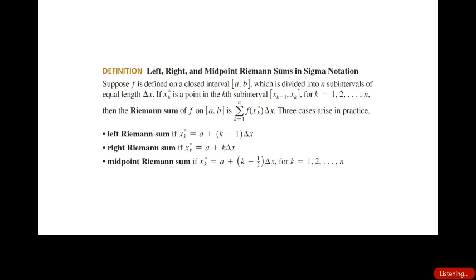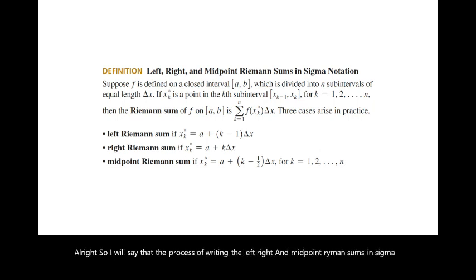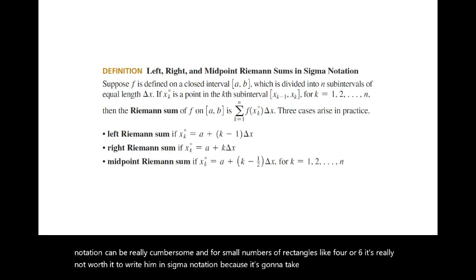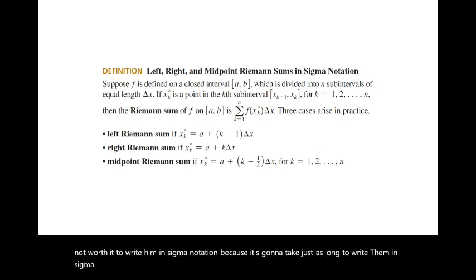All right, so I will say that the process of writing the left, right, and midpoint Riemann sums in sigma notation can be really cumbersome. And for small numbers of rectangles like 4 or 6, it's really not worth it to write them in sigma notation because it's going to take just as long to write them in sigma notation as it will to just write them all out. But for large numbers of rectangles, we're talking 20 rectangles, 50 rectangles, you're going to want to write them in sigma notation.